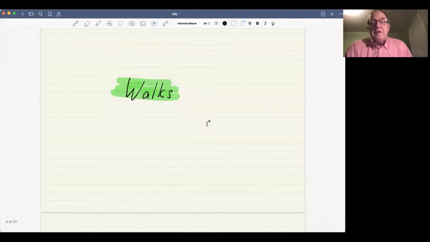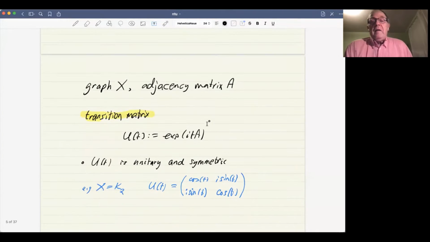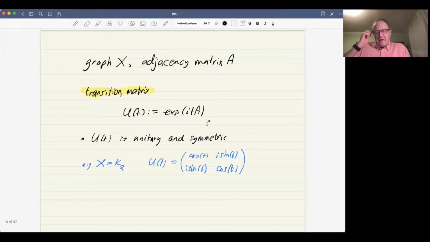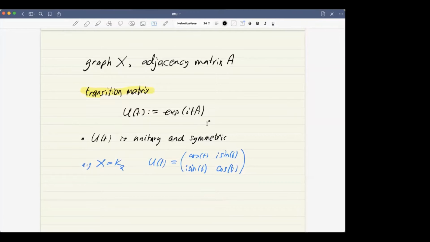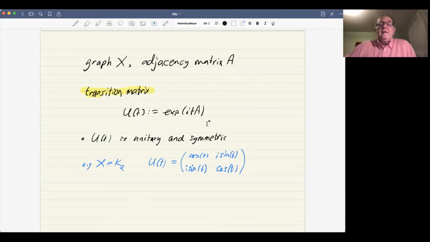And so there's walks. The subject I'm bringing up comes under the heading of a continuous quantum walk, but you can forget that for the moment. So the understanding is I'm given a graph X, and a graph has an adjacency matrix, which I'll denote by A. And the physicist will define what we call a transition matrix, which is the exponential of itA. You can define that by the power series. There's no particular problem, it's well defined. We always denote it by U(t), and that's standard.